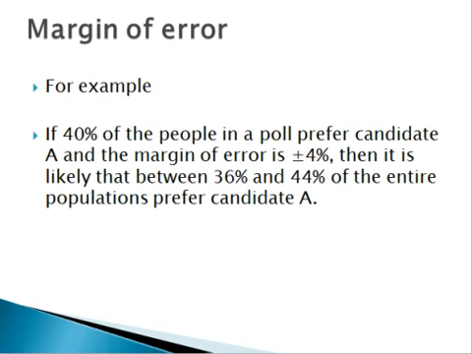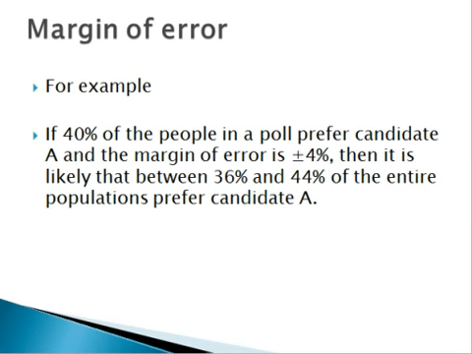For example, if 40% of the people in a poll prefer candidate A and the margin of error is plus minus 4%, then it is likely that between 36 and 44% of the entire population will prefer candidate A. Right? So somewhere in between 36 and 44% will be the real percentage of the entire population, even though the sample that we looked at only gave us 40%.